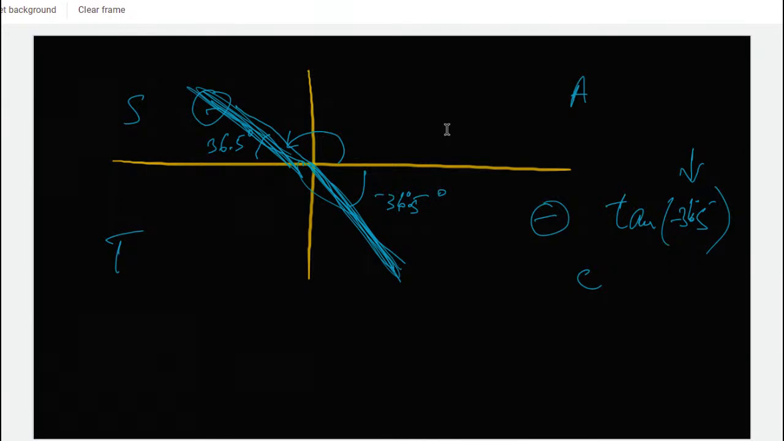Tan 36.5, tan 36.5, this angle and 36.5 this angle. We are always calculating the angle from the x-axis. So these two values of tan give me the negative value. I mean tan 36.5, this is not minus 30. Is it minus 36.5? Yes, it's minus 36.5. So tan of minus 36.5, the minus value, is either over here.